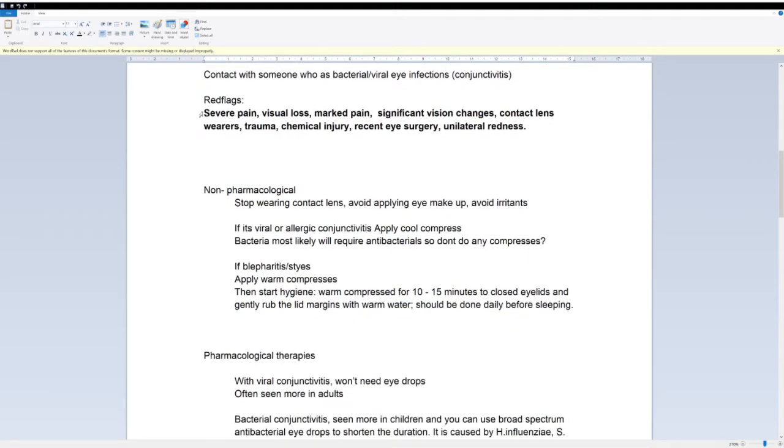This is an important thing. If somebody comes to you with red eye, but they also have severe pain or changes in visual acuity or any kind of visual disturbances, and if they also happen to be a contact lens wearer, or if there's been a known trauma or chemical injury, or unilateral redness, or recent eye surgery, this is grounds for referral, no matter what. So these are some red flags that you should memorize.